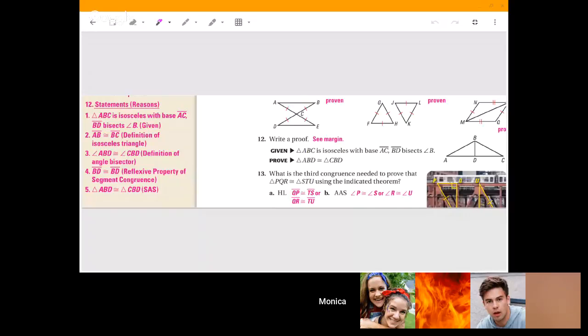Okay, so for number 12, we're given that triangle ABC is an isosceles triangle with the base AC, and that BD bisects angle B. So what's the first thing we're going to do for our proof? Yes, so we're going to write these two things and say that they're given. So now let's look at that given information and see what that shows us, okay? So for triangle ABC, since we know it's an isosceles triangle and that the base is AC, what does that tell us? What else can we tell about that triangle?